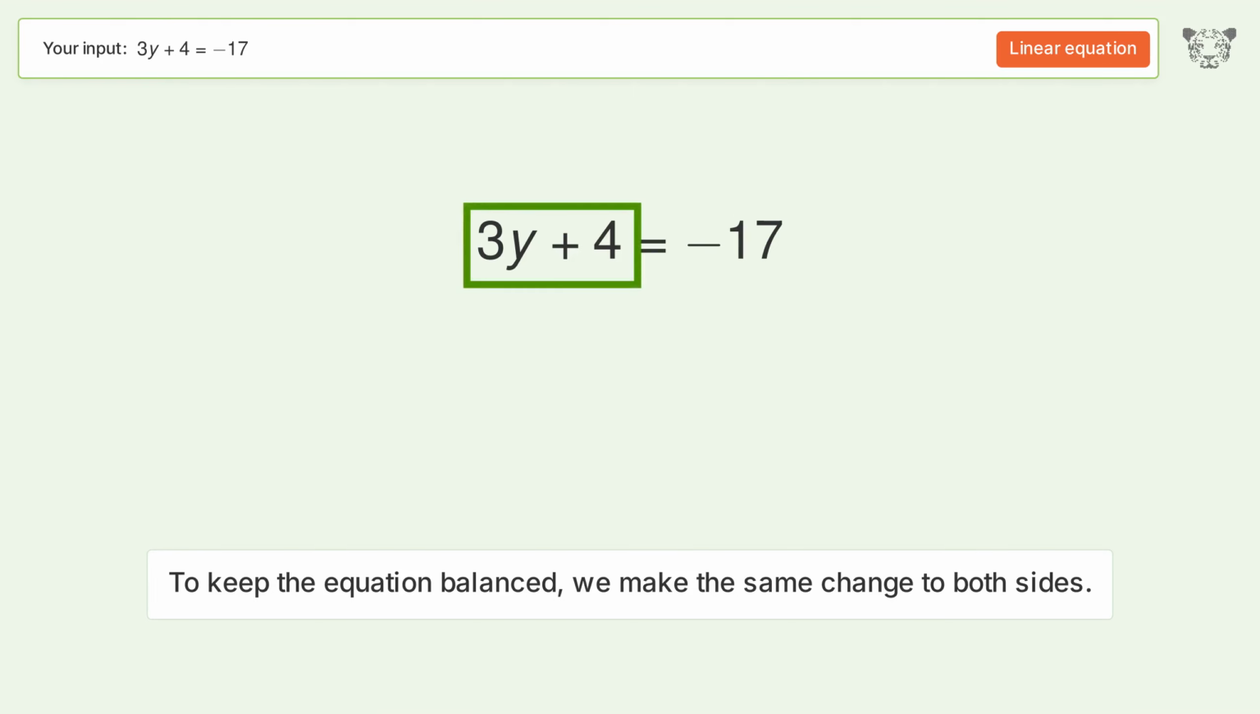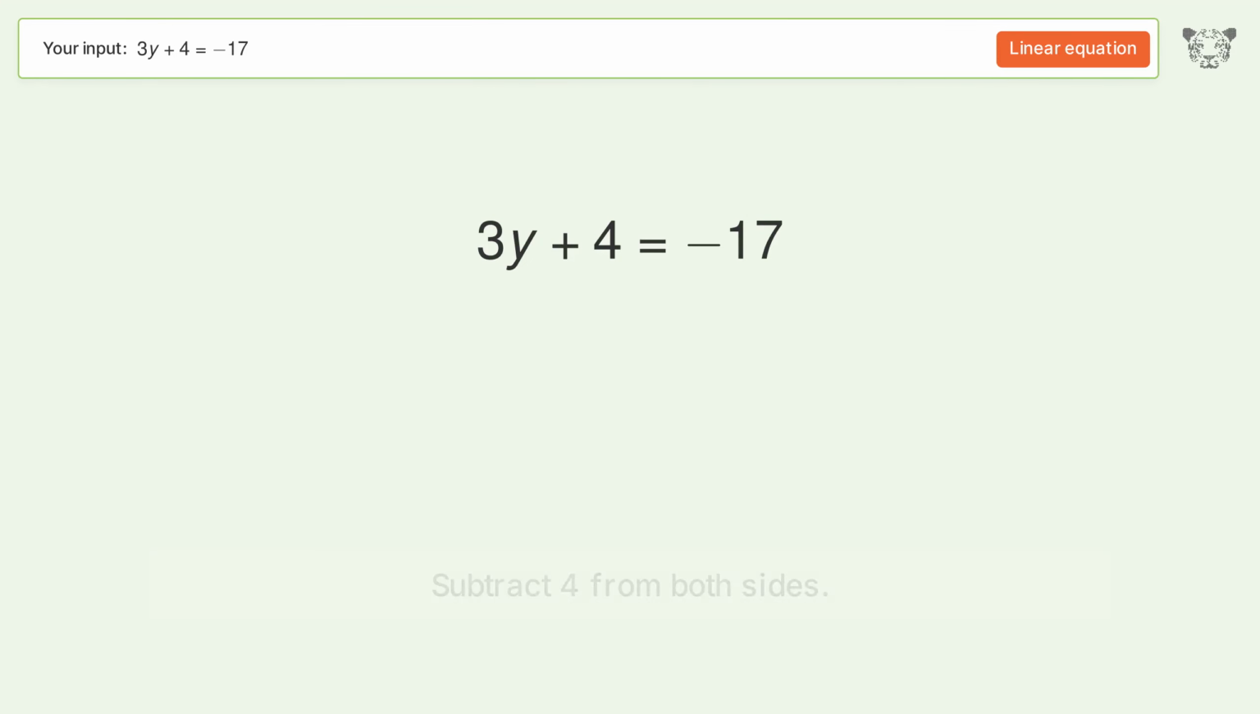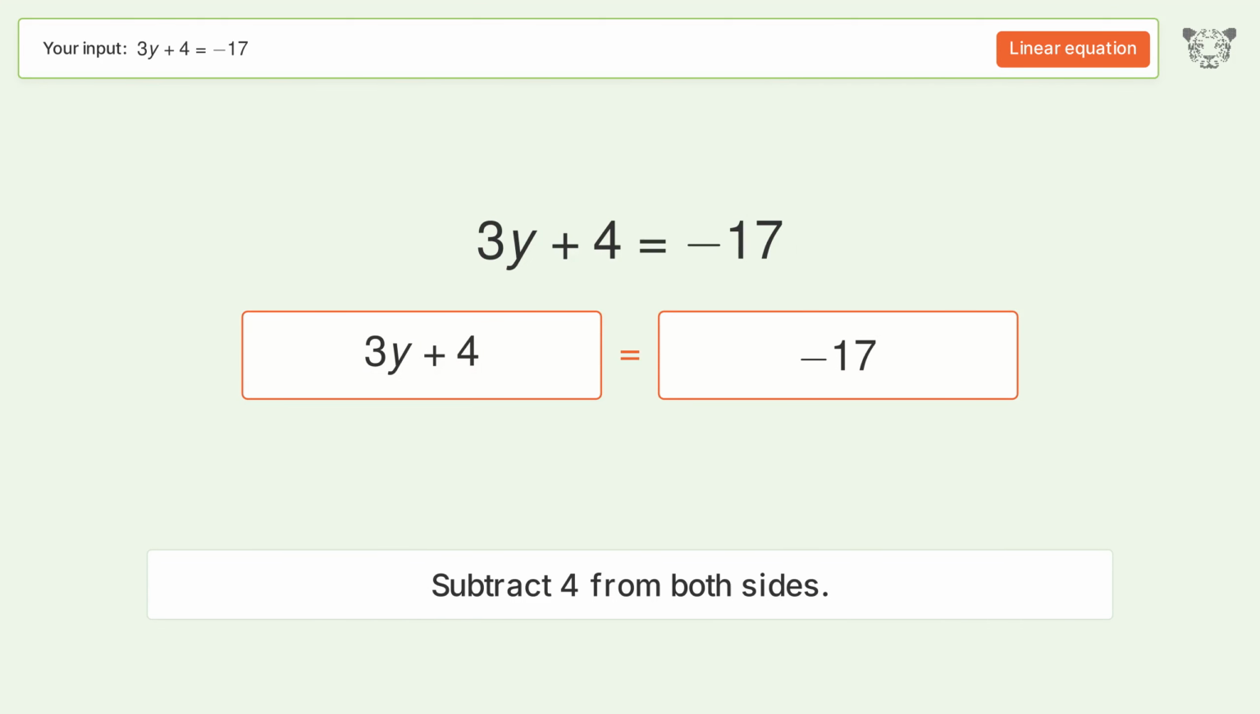To keep the equation balanced, we make the same change to both sides. The plus 4 keeps 3 times y from standing alone. Subtract 4 from both sides to remove it. That gives 3 times y equals -21.